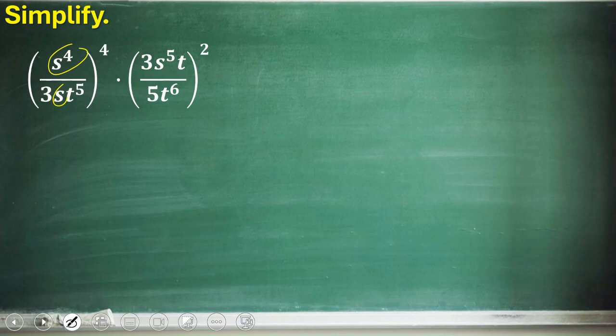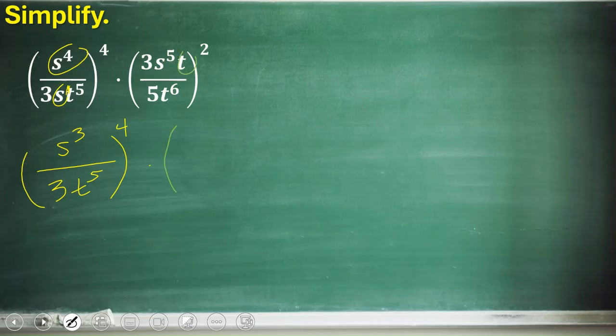So I'm going to rewrite this. Remember, there's a 1 on this s that's not written. So we have s to the fourth divided by s to the 1. That means we subtract our exponents and we get s cubed, all divided by 3t to the fifth. And that whole fraction is now raised to the power of 4.